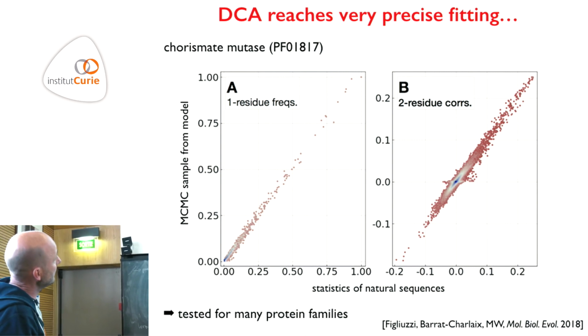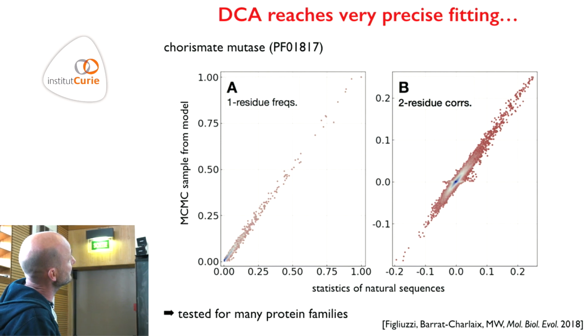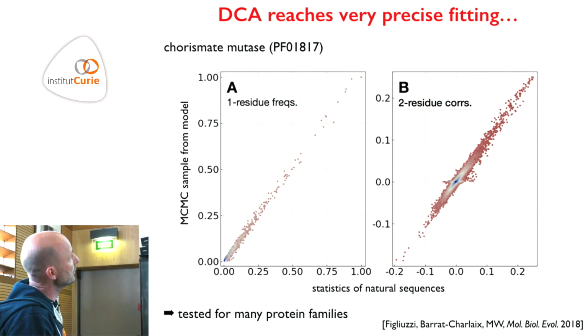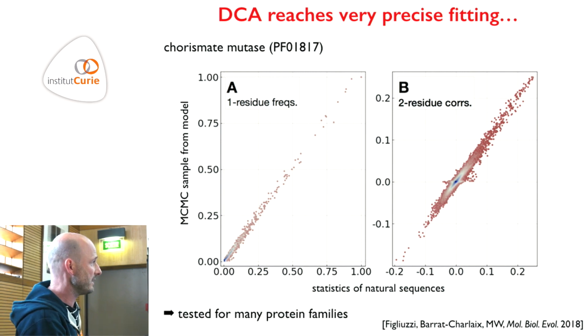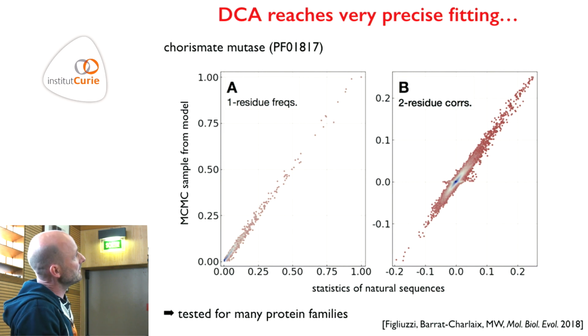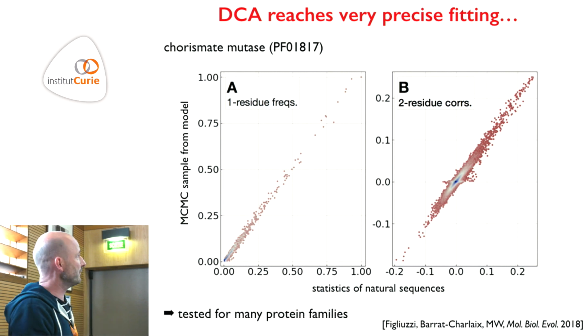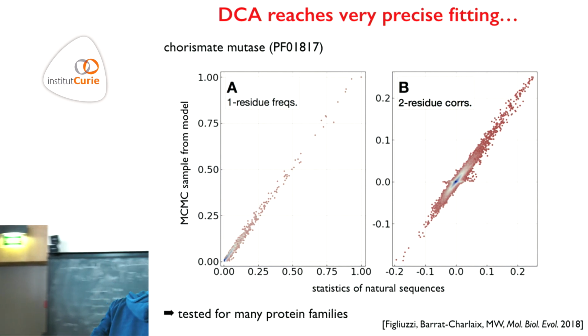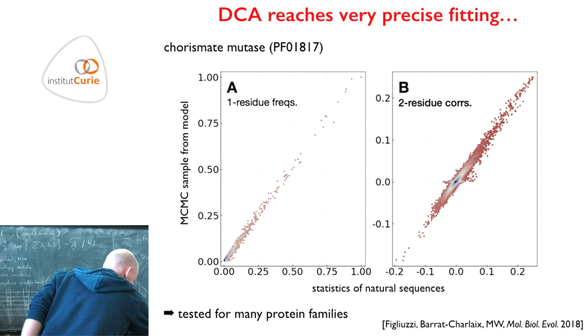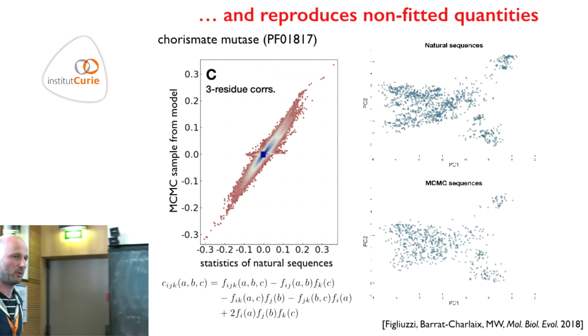But as you can see here, in this case, this is for the single residue frequencies. This is connected to residue correlations, so the part which is the Fij minus Fi Fj. And you see our model: this is the statistics of natural sequences, and this is the estimation from our model by sampling. And you see they fit extremely well. Just remember the name chorismate mutase. It works for many protein families, but this is one which I will use even more in a moment. So now you could ask, what about other observables?